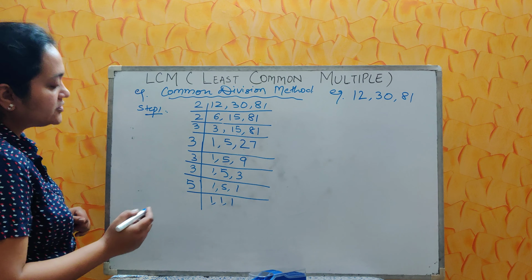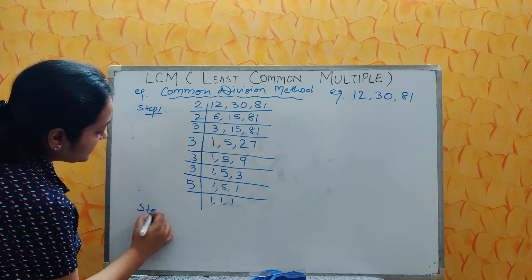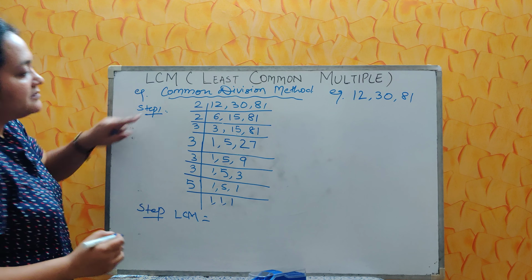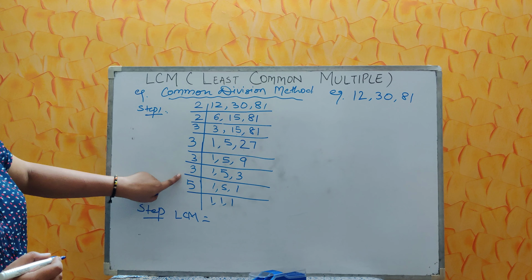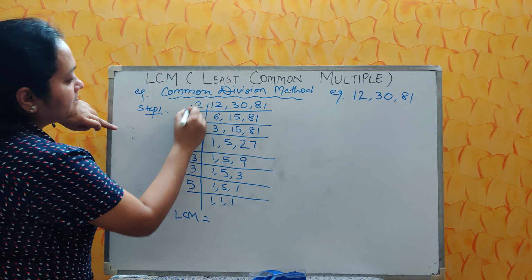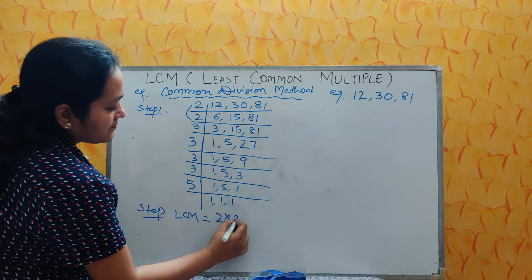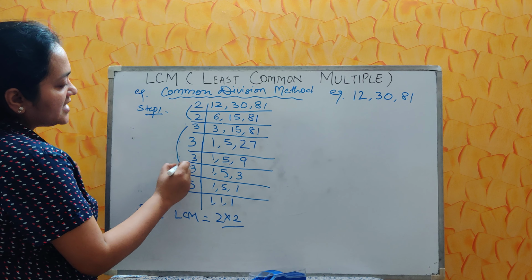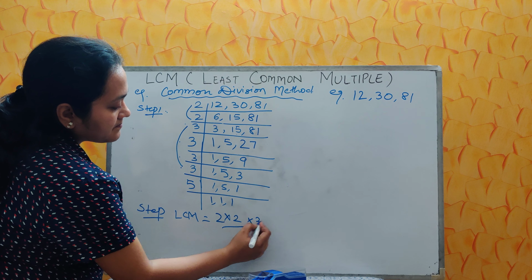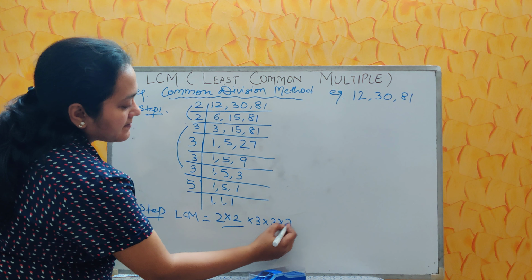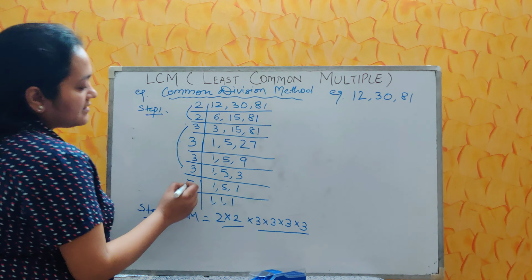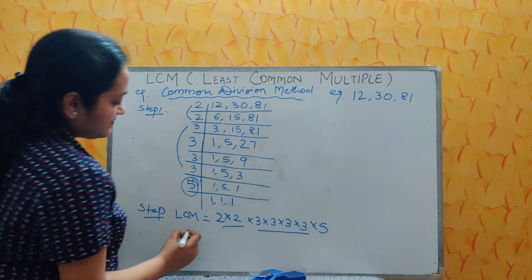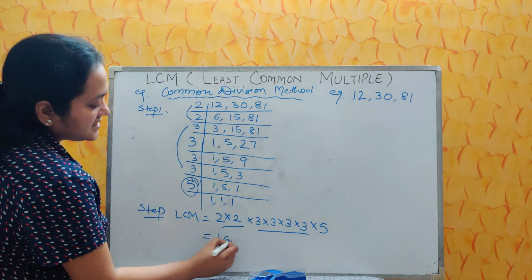So now I am going to write down my LCM. My LCM will be the product of all these prime numbers: 2 into 2, 3 into 3 into 3 into 3, 4 times, and 5. The product is 1620.